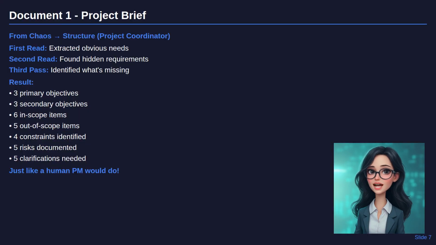Let's look at what the project coordinator produced from that chaotic email. Through multiple reads and analysis, it extracted 3 primary objectives like reducing call volume by 60%, 3 secondary objectives around accessibility, 6 in-scope items, including the Telegram bot and AP integration, 5 out-of-scope items like voter registration, 4 constraints including the 6-week timeline, 5 major risks.